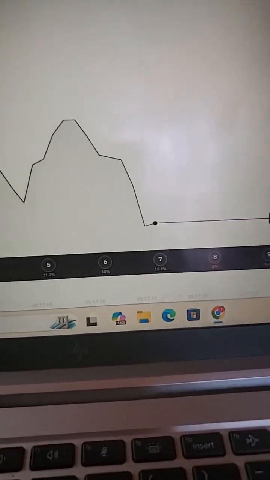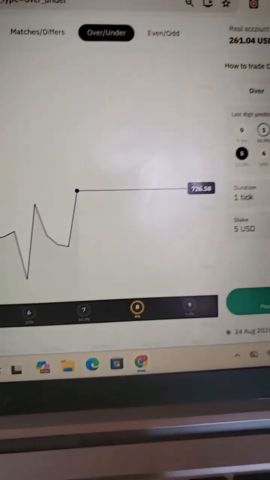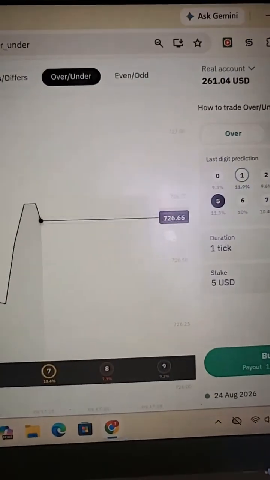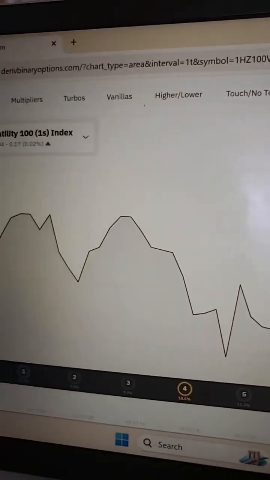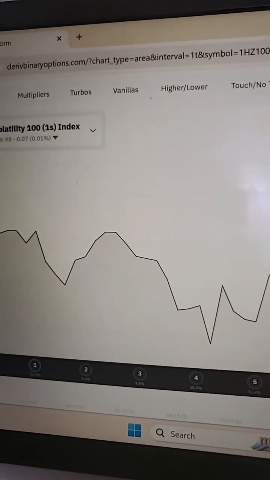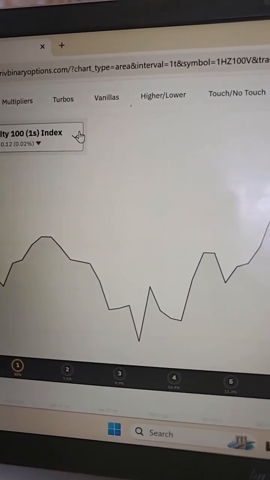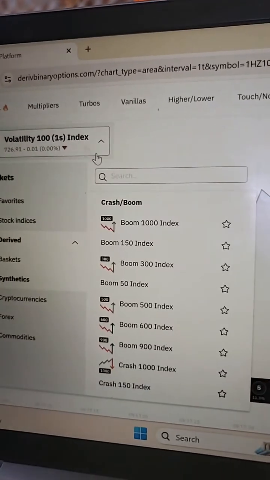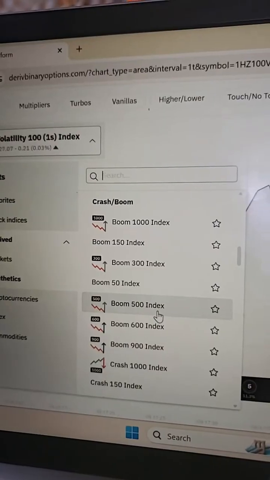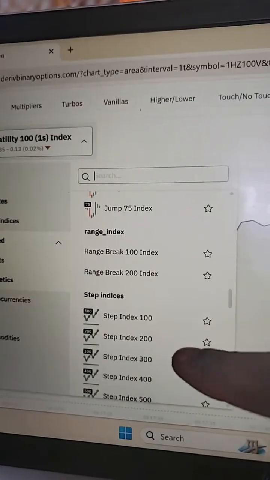So number one, we are trading over one, we are only strictly trading over one. Are we together? So for this over one, we are going to select a market, and we are going to select the market which has a lower volatility. So select here, you need to select volatility. Now change that volatility to the less volatile markets, like volatility 100. So click there, change it to volatility 100. Just scroll up, volatility 100, flat market.